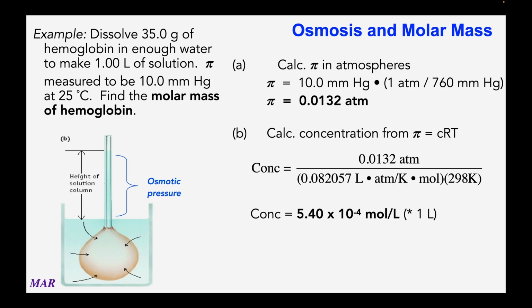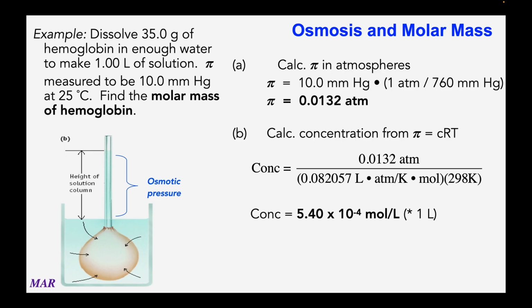So if you solve here for the concentration, which is moles per liter, concentration will be π over RT. So there's R, 0.082057. Want to make sure you use Kelvin temperatures, so 298 Kelvin. And there's our pressure in atmospheres on top. And this comes out to be 5.40 times 10 to the minus 4 molar, which is moles per liter.